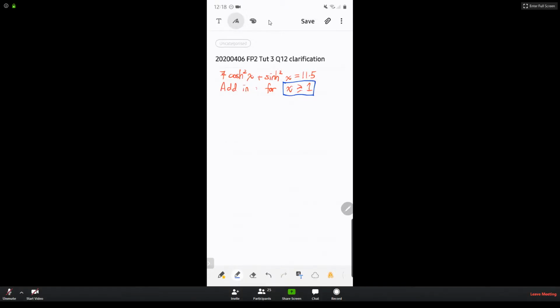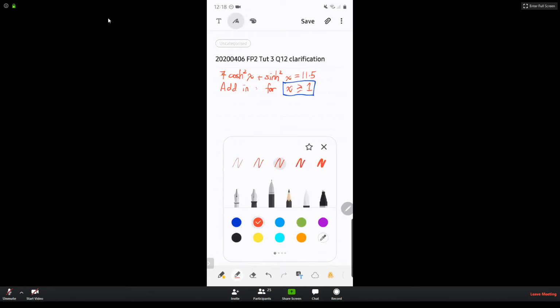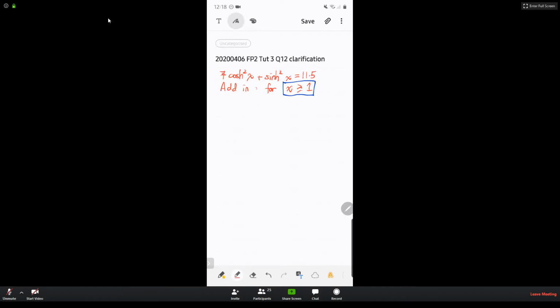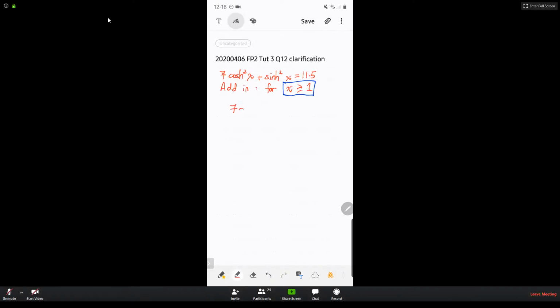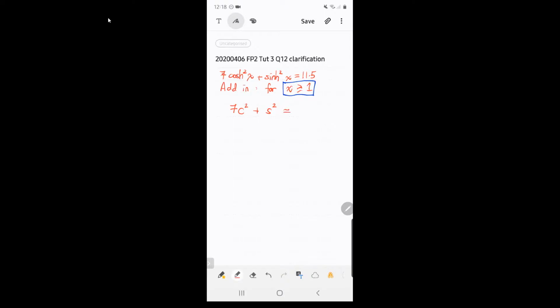All right. So to solve this question, I think no issue already. So majority should be able to solve. So you should be able to solve this 7 cos squared plus sine squared equals to, now 11.5 is actually 23 divided by 2. I put it in the fraction form. All right. So you have 2 ways of solving this one. Number 1, you use identity. So what is the identity that you can use?